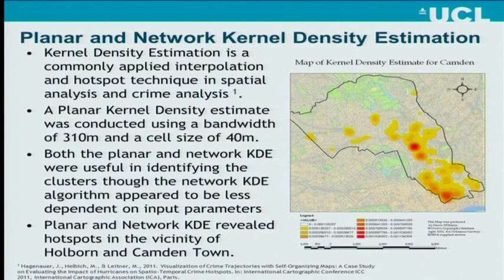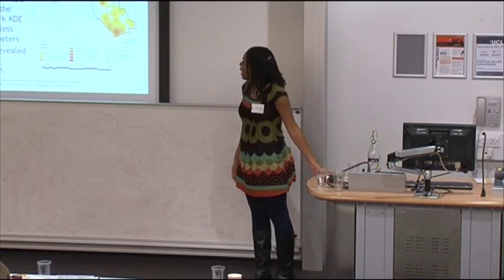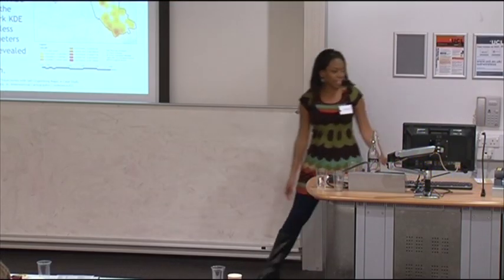So we can look at some of the different methods that we could use to do this. Kernel density estimation is quite a popular one. Here we did planar as well as network kernel density estimation. And the pattern that you see is what you would expect for the area of Camden, the hotspots in Holborn as well as in Camden Town.